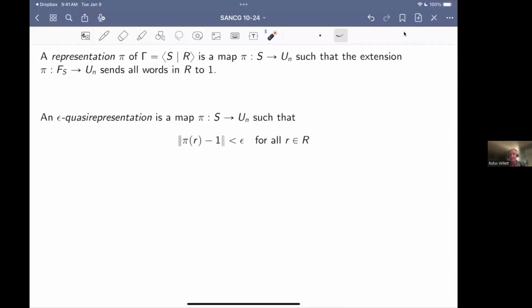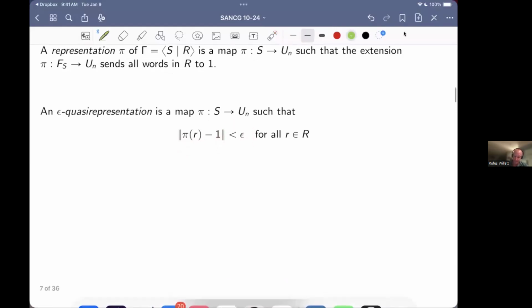The reason for stating it in that slightly weird way is that you can then define an epsilon quasi-representation to be a map from the set of generators again to a finite dimensional unitary group, so that when you extend pi to the free group, it doesn't necessarily kill all those relations, but it sends them to something which is close to the identity up to the given tolerance epsilon.